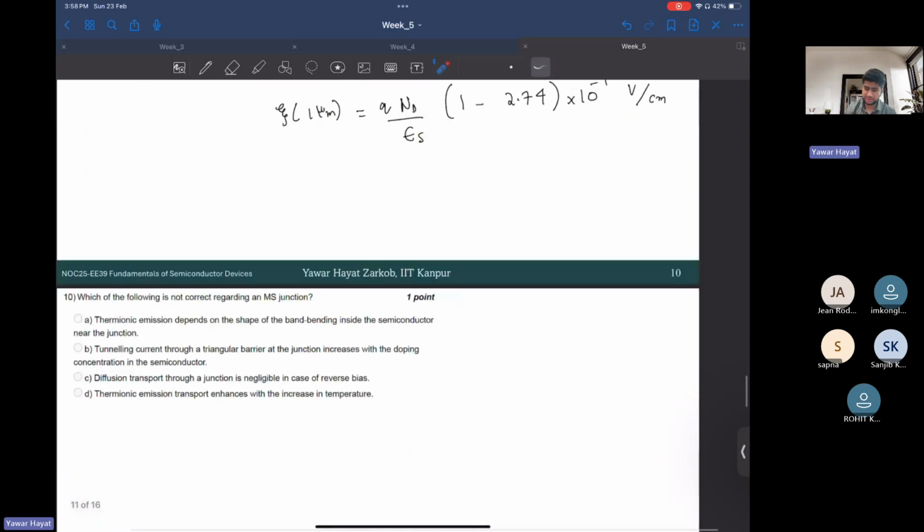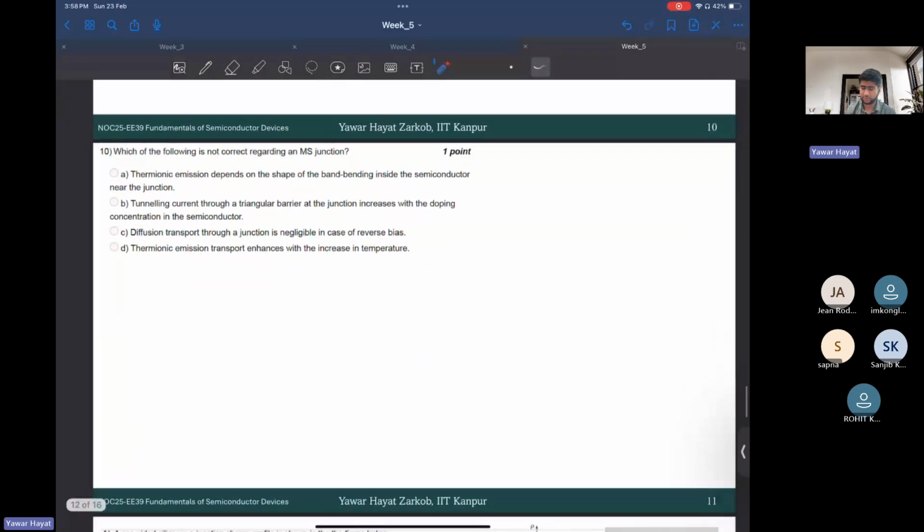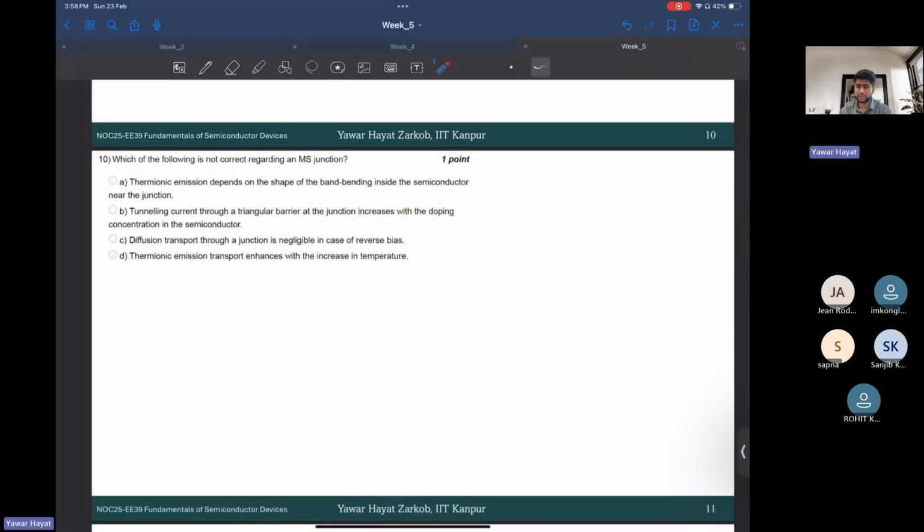Okay, so that finishes this question. Now the 10th one, right? Which of the following is not correct regarding a metal semiconductor junction? You have to identify an incorrect statement, right? Let's look at statement one. The thermionic emission depends on the shape of the band bending inside the semiconductor near the junction.